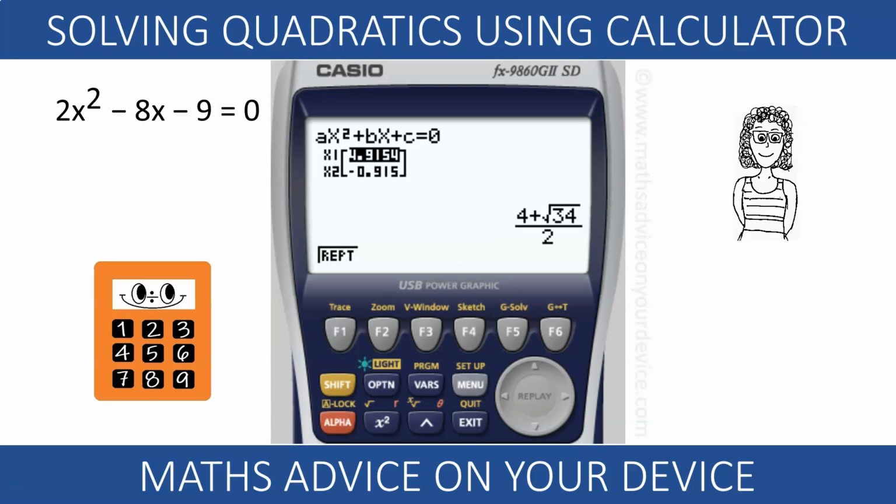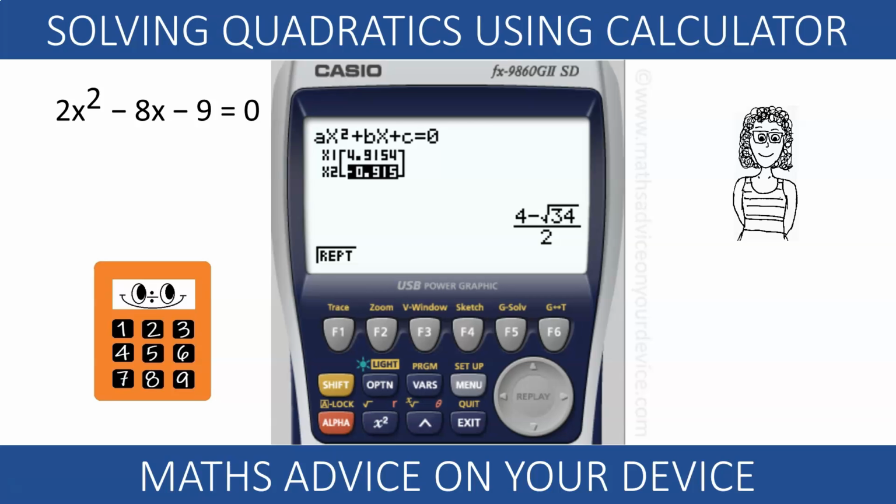Your calculator returns the two solutions, (4 plus square root of 34) over 2, or 4.9154, and (4 minus the square root of 34) over 2, or negative 0.915.